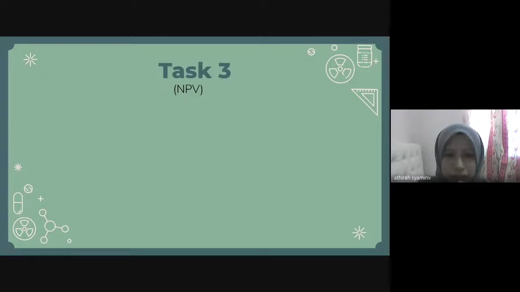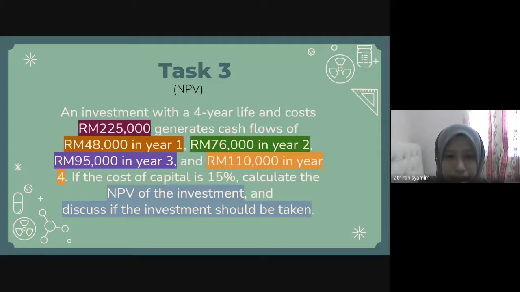Next, for task 3, it is about net present value. An investment with a 4-year life and cost 225,000 generates cash flows of 48,000 in year 1, 76,000 in year 2, 95,000 in year 3, and 110,000 in year 4. If the cost of capital is 15%, calculate the net present value of the investment and discuss if the investment should be taken.